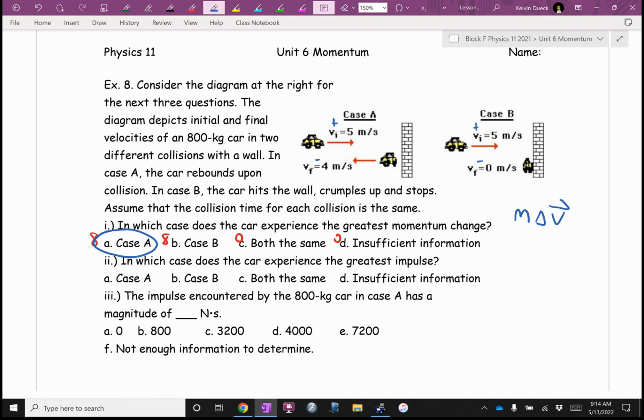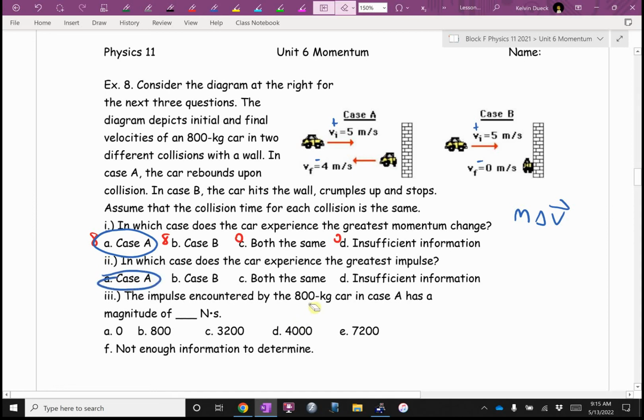Car A experienced the biggest momentum change. Which one experiences the biggest impulse? You should all know the answer already. Why? Because another word for impulse is change in momentum. Questions 1 and 2 are the same question, just worded differently. I will try and get you with that on the test somewhere as well. Okay?